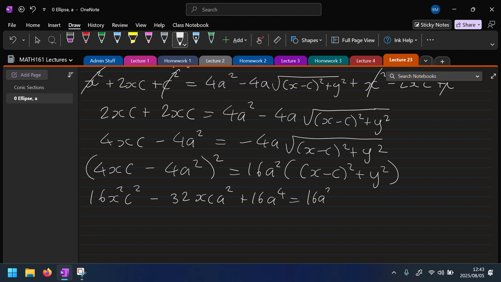So we have 16a squared, then (x minus c) squared. Let's see what we get there. So it will be x squared minus 2xc plus c squared. And then we still have that y squared there.